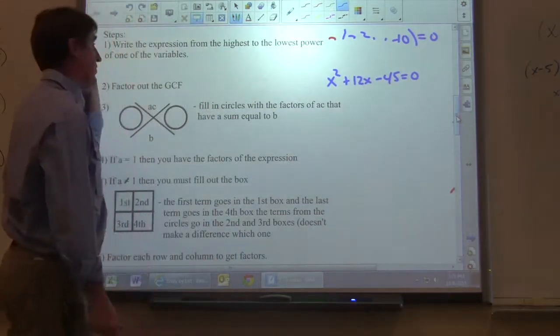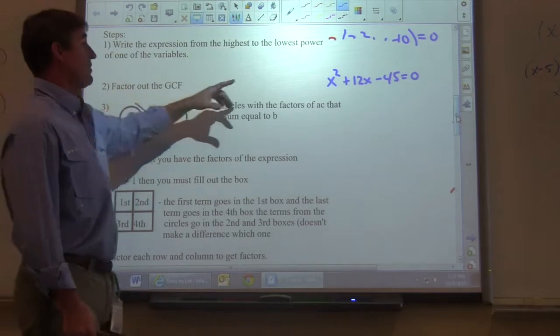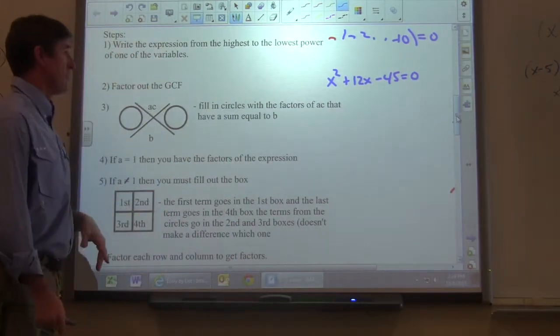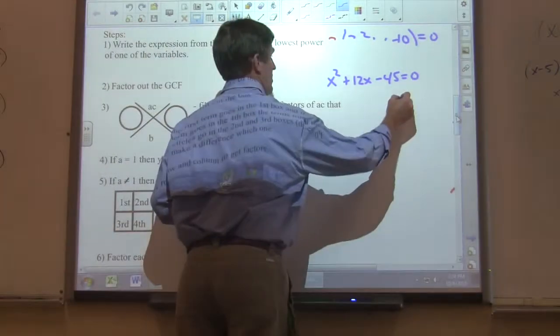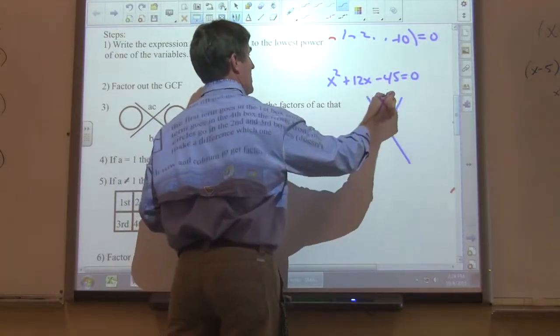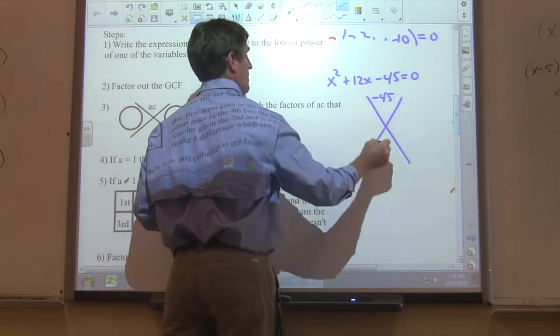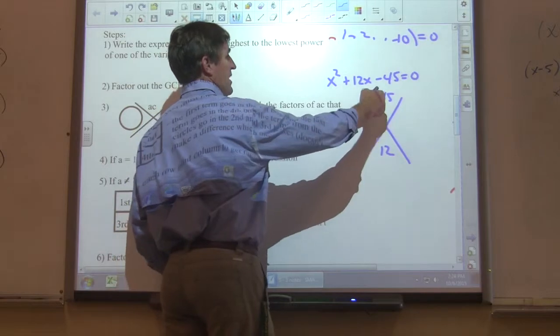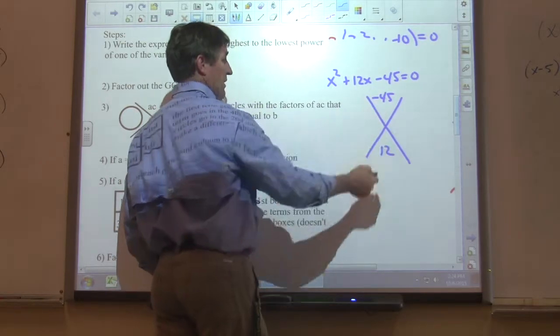So that I don't have to do that. Is there a greatest common factor? 1, 12, and negative 45, only 1. That doesn't help. So now we fill out our x. Negative 45 times 1 is negative 45. B is 12. And so we need to find the factors of negative 45 that add up to 12.